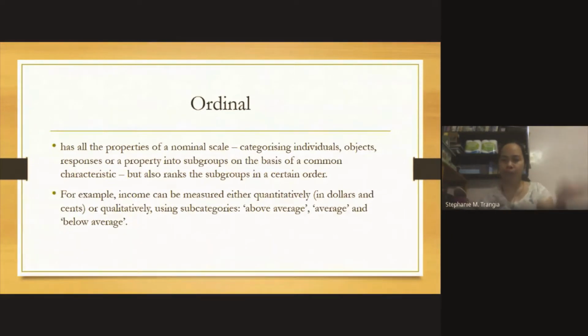Compare that to blood type or nationality. They have their own categories, but they don't have specific ranks. So can you now observe the differences between an ordinal and a nominal level? Nominal comes from the word names, ordinal from the word order. Okay? Simple recall.